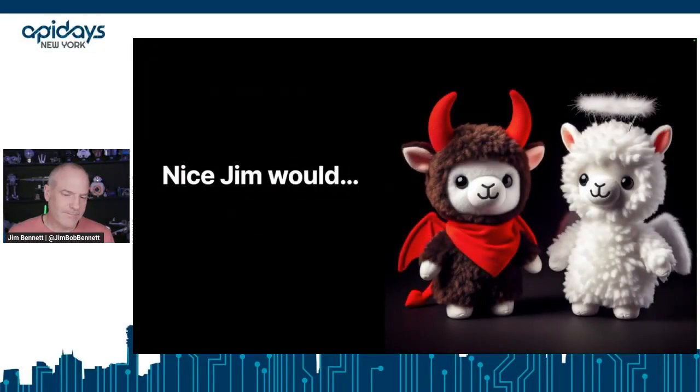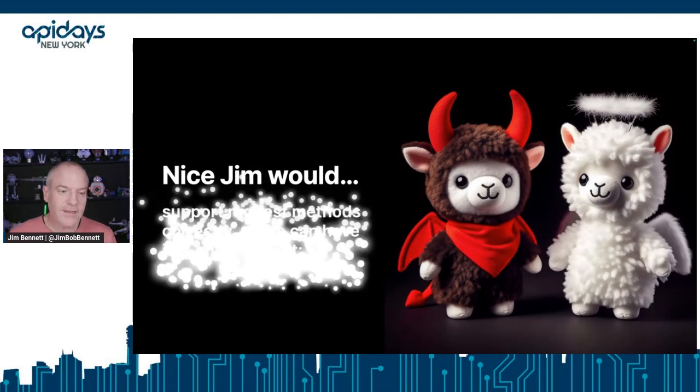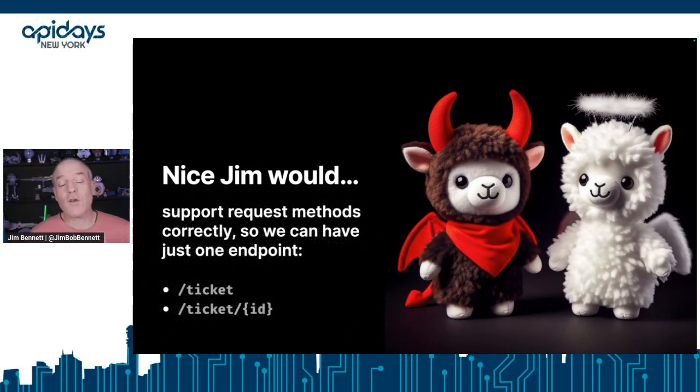Now, would Nice Jim do this? No. What Nice Jim would do is actually think about those request methods we just spoke about and support those correctly. And that way we can have just one endpoint. We can have /ticket or /ticket with an ID. And that way, if we want to get a ticket, we can get a ticket. If you want to add a ticket, we can post a ticket.